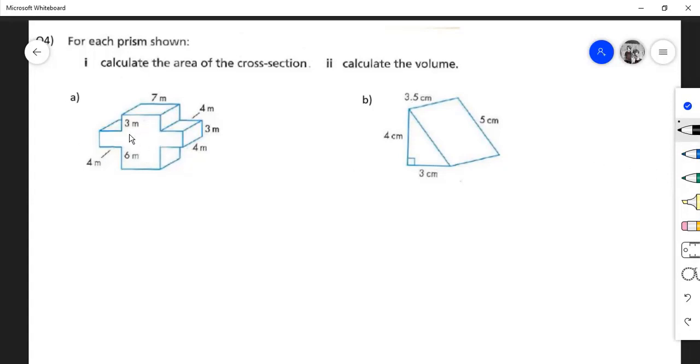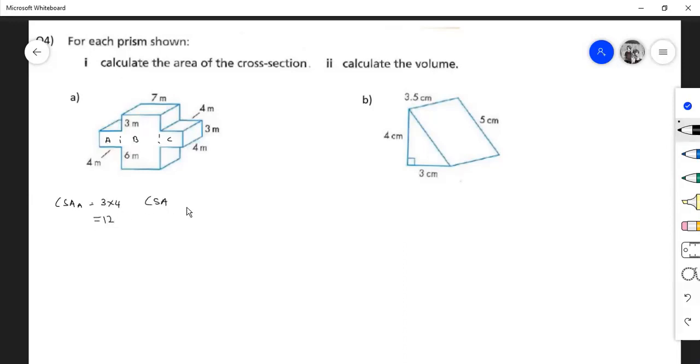So for the cross section area, I'm going to split it into a few parts. So this is A, this is B, this is C. I'm going to find the cross section area for A. If this length is 4, the height should be 3. You can see whatever is behind here, it's there. So for A it will be 3 times 4, which is 12.